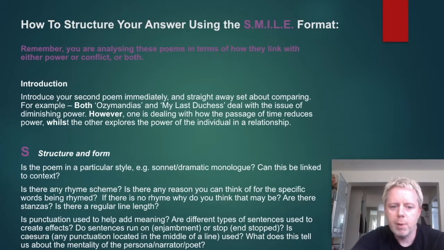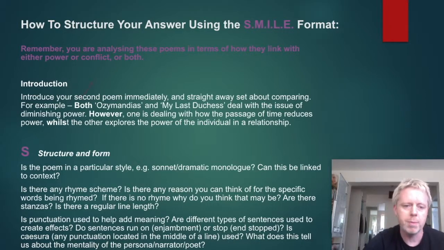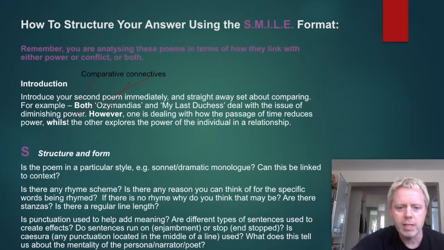Introduction. Introduce your second poem immediately and straight away set about comparing. For example, both Ozymandias and My Last Duchess deal with the issue of diminishing power. However, one is dealing with how the passage of time reduces power, whilst the other explores the power of the individual in a relationship. Do you notice here? These three words, they're all comparative connectors. I'm comparing straight away. I've introduced my second poem, I've addressed the question directly, and I'm comparing the two with that question in mind. Straight away, I'm scoring points. Give the examiner every opportunity to give you marks.